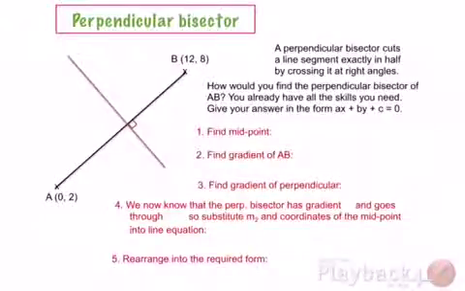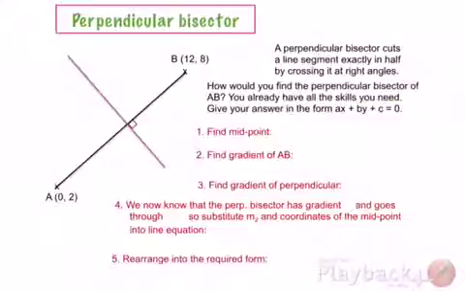Also just a few things about the perpendicular bisector. A perpendicular bisector cuts a line segment exactly in half by crossing it at right angles. How would you find the perpendicular bisector of AB? Perpendicular bisector means we're trying to actually find this line, our red line. We already have the skills, and we want to write it in the form ax plus by plus c is equal to 0.